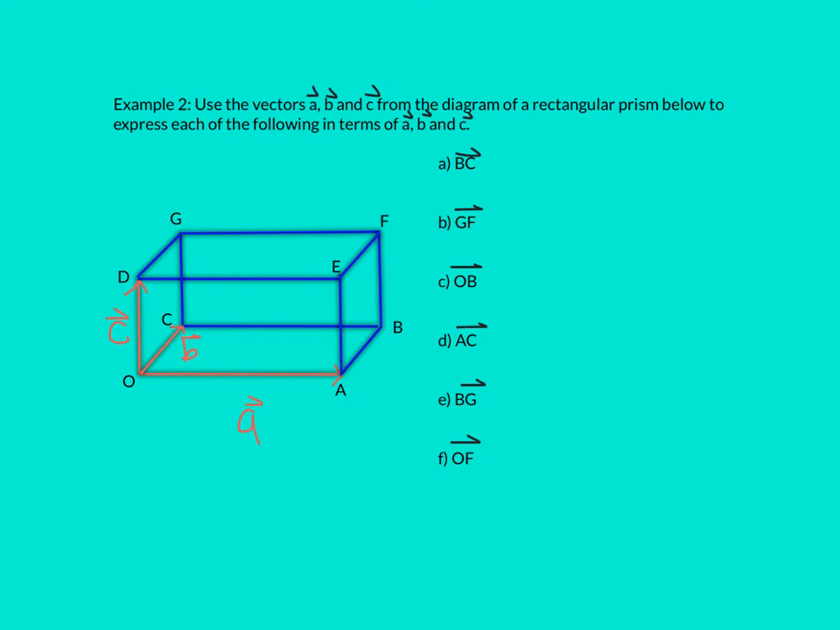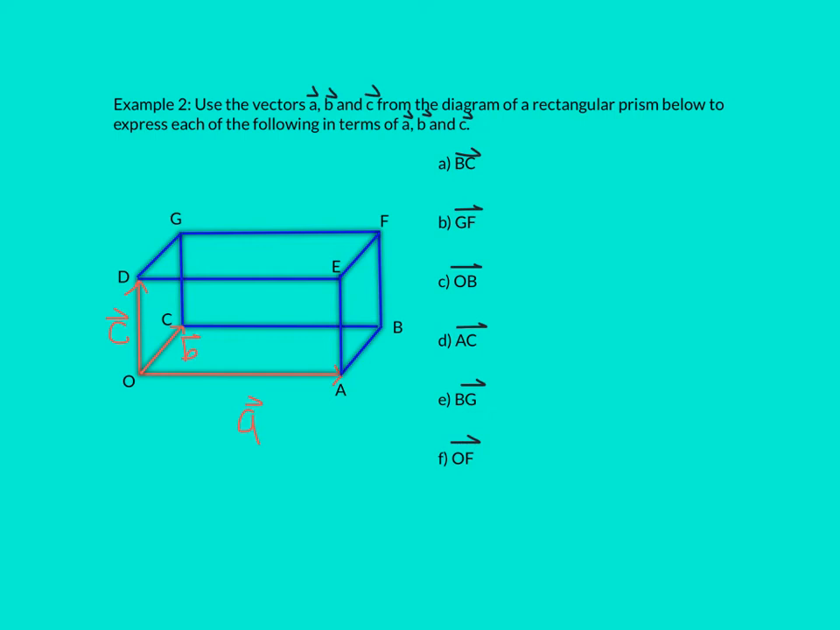So here we have one more example. It's going to help us to see some addition and some subtraction, and also be a reminder of things like equivalent and opposite vectors. So we have vectors A, B, and C that have been defined on this rectangular prism, and we're going to use them to express some other vectors. So you might take a moment to notice where some of those equivalent vectors lie, or how you might label some opposite vectors.